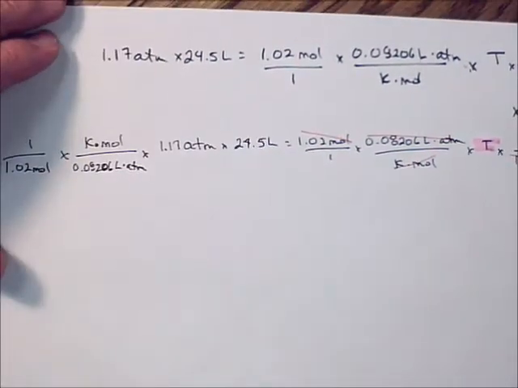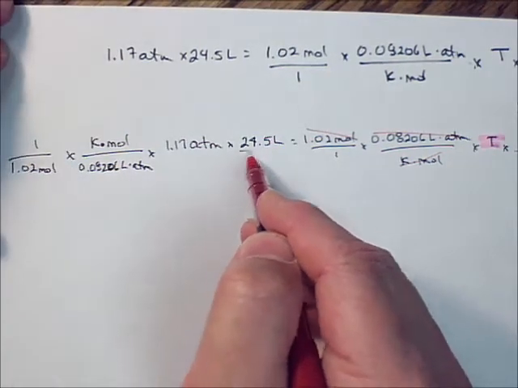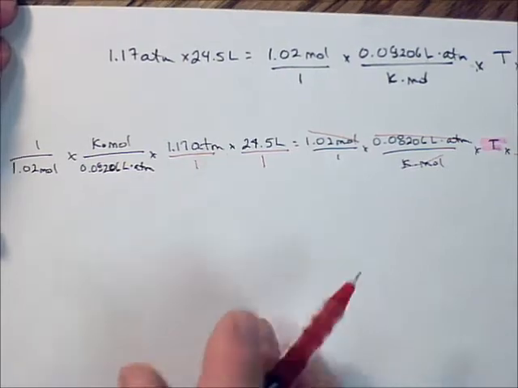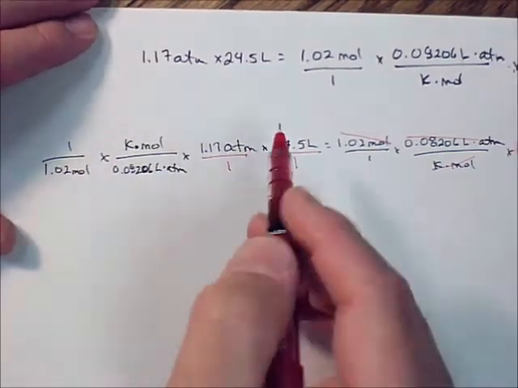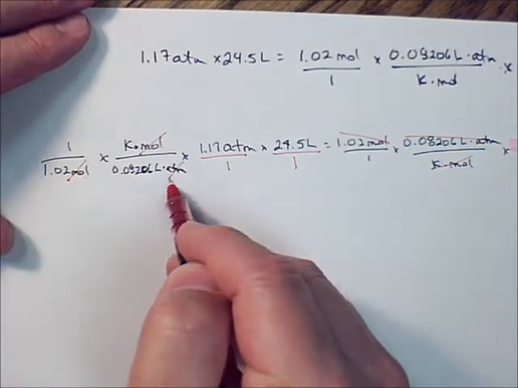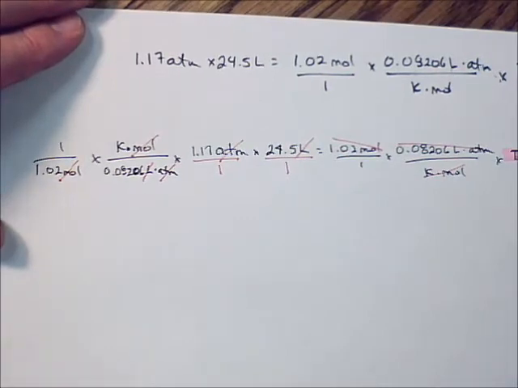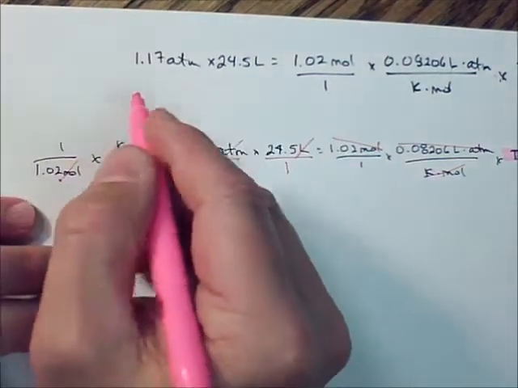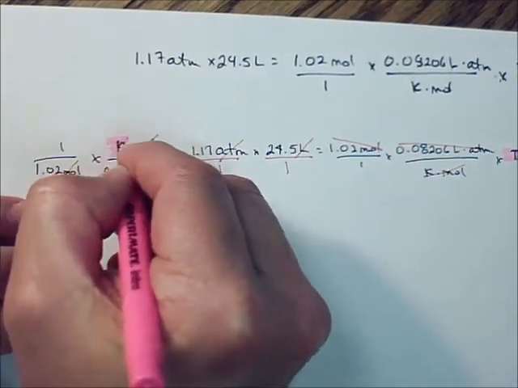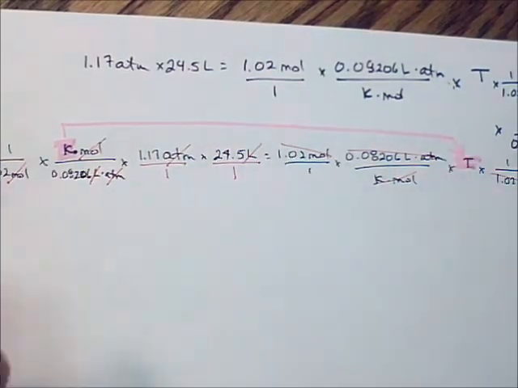Let's look at the other side of the equation. Any number over 1 is just the same number. You divide by 1, you get the same thing. So we're going to put those over 1 and see what we can cancel. We can cancel moles here and here. We can cancel atmospheres here and here. We can cancel liters here and here. And what we have left is K, which is our unit for temperature. So the measurement unit we have left matches what we are looking for.